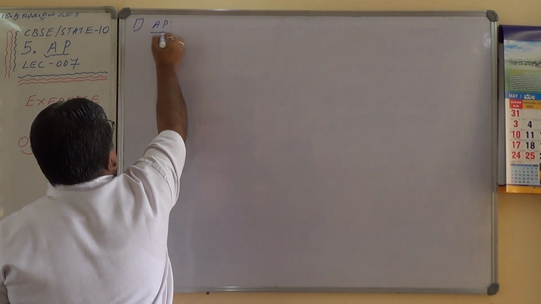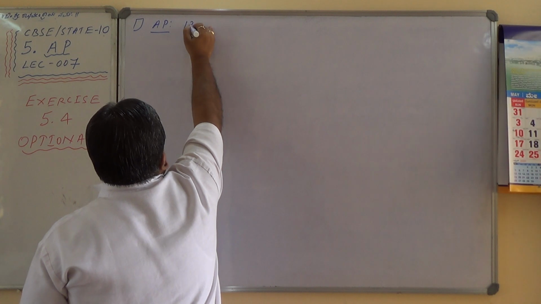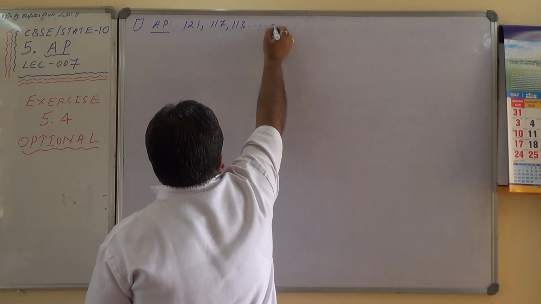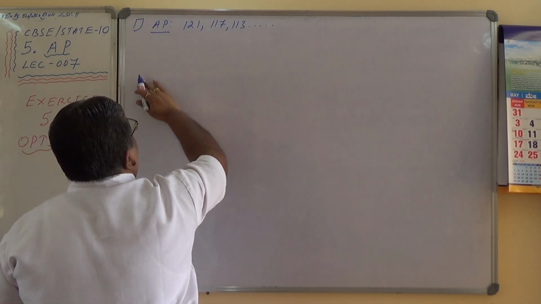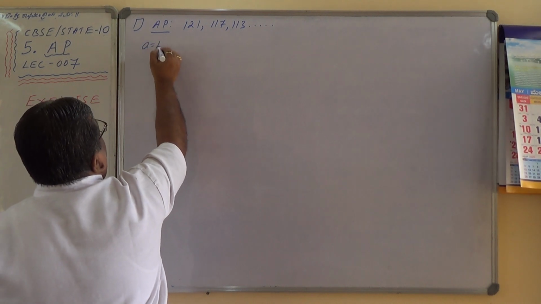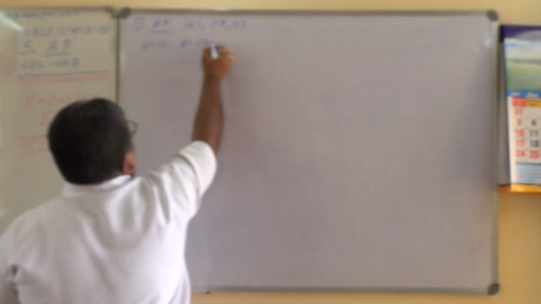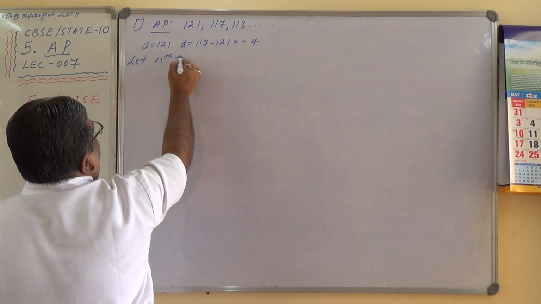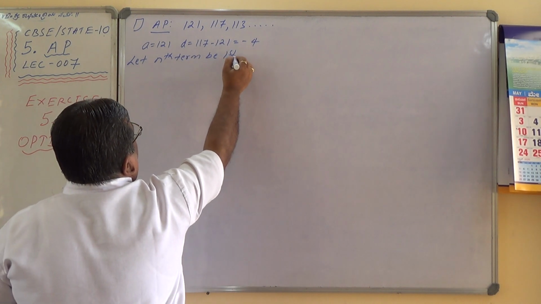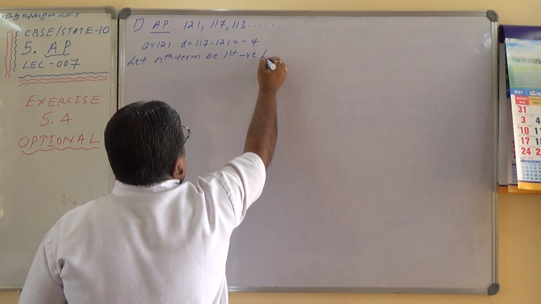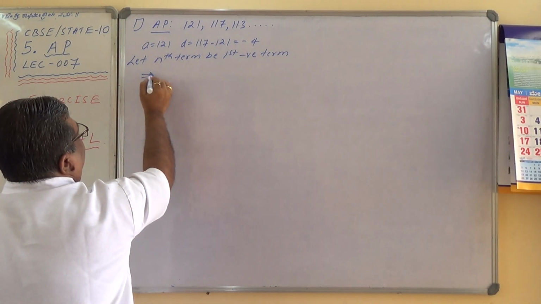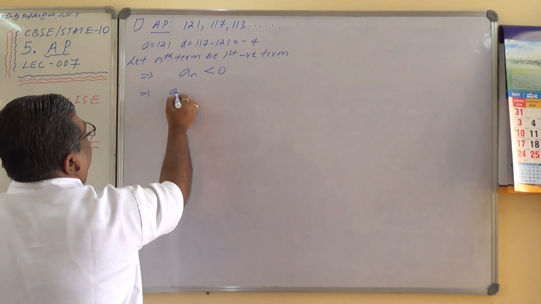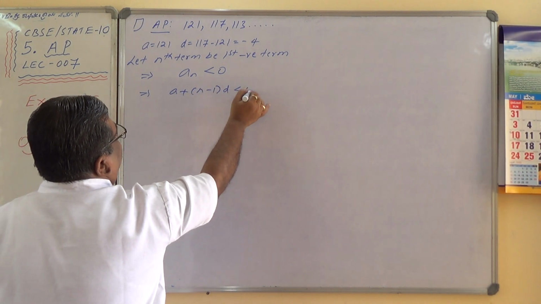AP is 121, 117, 113, it continues. So here A equals 121, D equals 117 minus 121, which is minus 4. Let the nth term be the first negative term, implies an is less than 0, implies a plus (n minus 1) times d is less than 0.